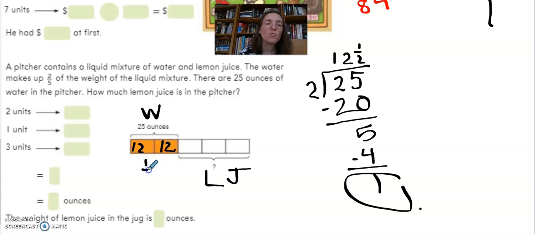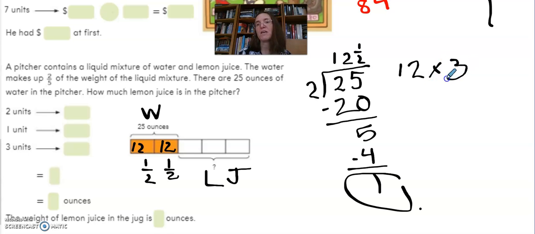Now, it's hard for me to squeeze all this in here on the screen, so I'm just going to write these down here and hope that you can forgive me. Every one of these boxes is 12 and 1/2. So to find out the lemon juice, I would need to multiply 12 and 1/2 by 3. For me, I'm going to break that down into whole numbers and then fractions. So 12 times 3 equals 36. If you needed to do that with long multiplication, that's fine. I'm going a little faster for the video. But now I've got to do 1/2 times 3.